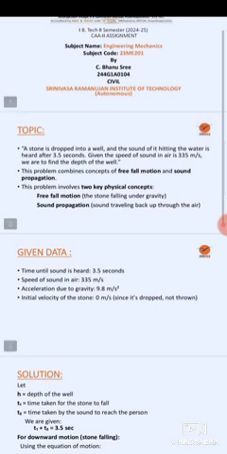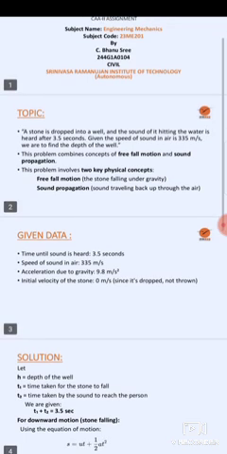Topic: a stone is dropped into a well and the sound of it hitting the water is heard after 3.5 seconds. Given the speed of sound in air is 335 meters per second, we are to find the depth of the well. This problem combines the concepts of free fall motion and sound propagation. It involves two key physical concepts: free fall motion, the stone falling under gravity; and sound propagation, sound traveling back up through the air.